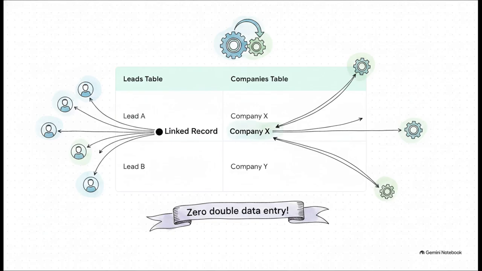So the crucial takeaway is this. If a client's company changes its name, you don't have to hunt down and update 50 different leads. You just fix the company name in the central companies table just once, and it automatically updates across every single lead associated with them. Zero double data entry, just pure efficiency.